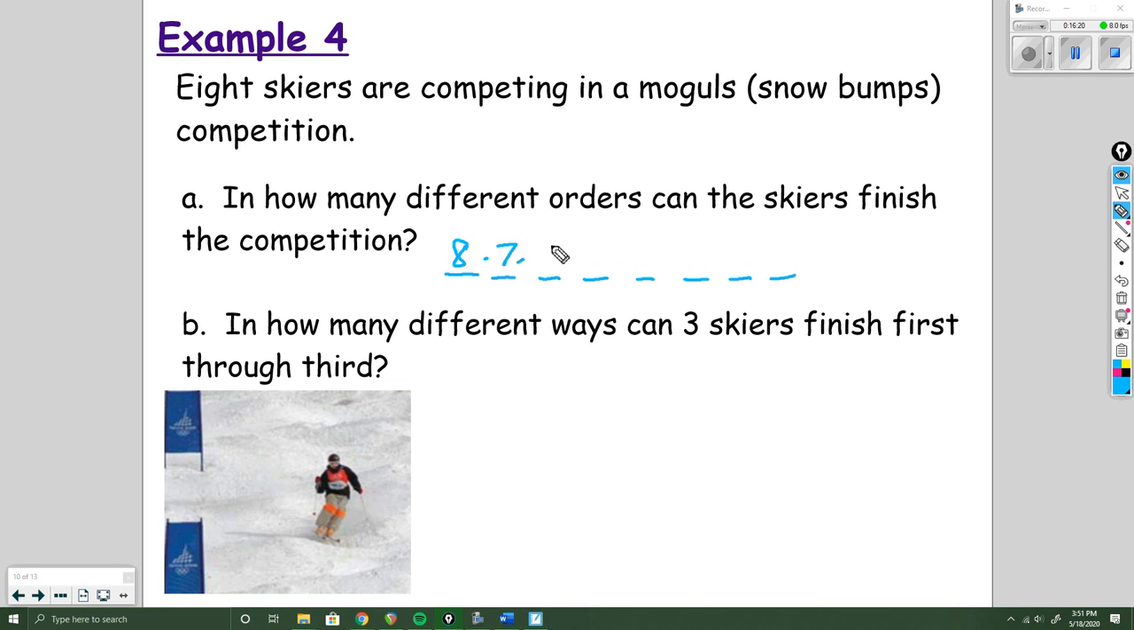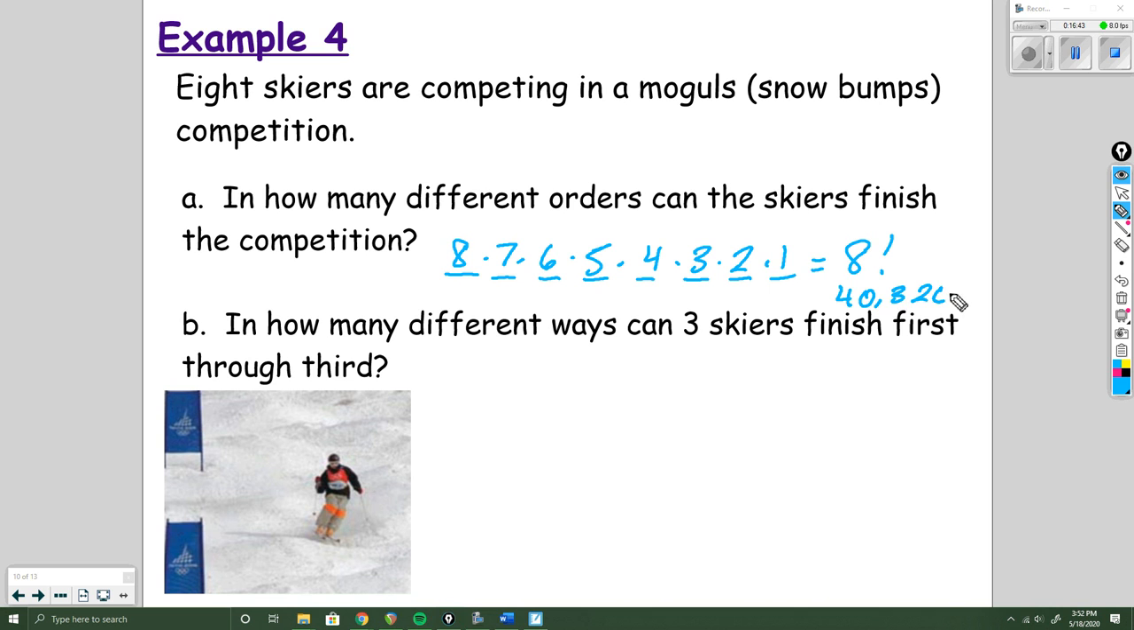Once they cross the finish line, 6 remaining, 5, 4, 3, 2, 1. So we could see that we could have typed 8 factorial in to figure out the number of orders the skiers could finish the competition. Now, if we did that, we would get about 40,320.